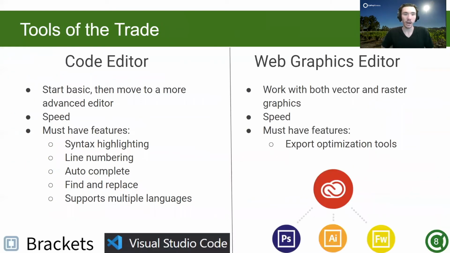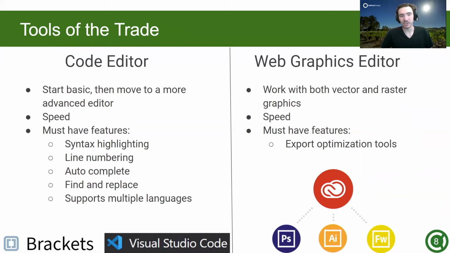So we need tools to edit our code, or if we're going to be editing graphics, we need tools to work with that as well. So there are a few features you want to look for in a code editor. You can start basic. You can change HTML code with the Notepad built into your computer already, but it's not really going to make that much sense if you're doing it professionally. So you want it to be quick. You don't want it to be laggy. You want the code editor to be responsive.